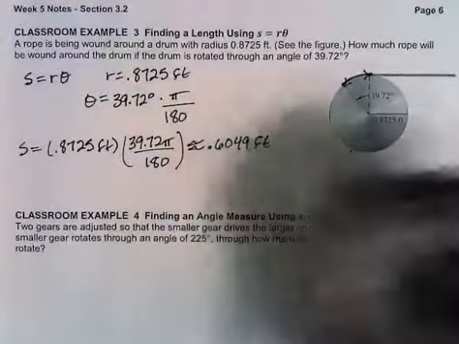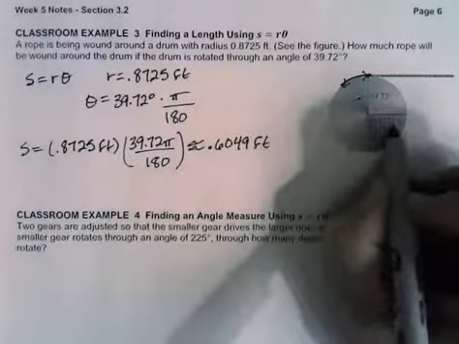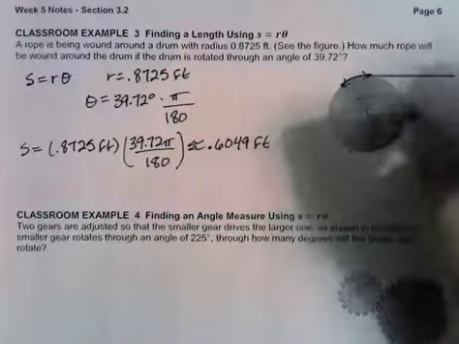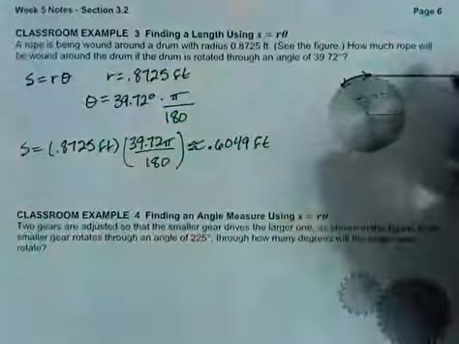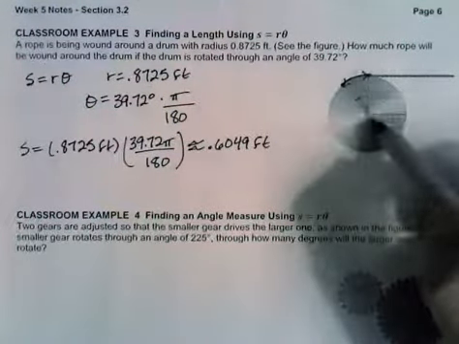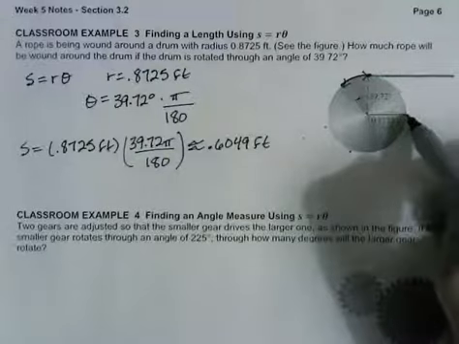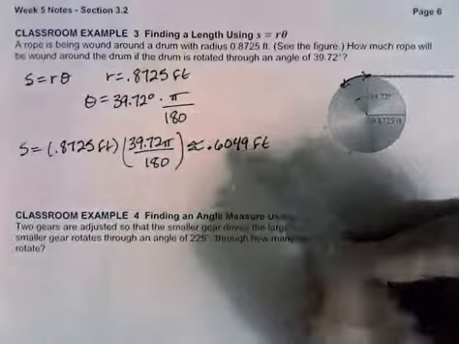Now, I do always want to look at the picture, if I have one, to make sure that my answer makes sense. In this one, the radius of the circle was 0.8725 feet. If you compare that to the length up here, if we assume that this was drawn approximately to scale, then this does look like less distance than this was. So that makes sense that it's 0.6049.